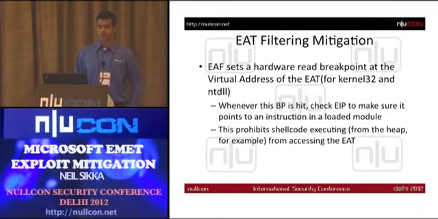So our mitigation for that is to set a hardware read breakpoint at the virtual address of the export address table. This is both for the kernel32 and the NTDLL modules. When the process tries to read that address, we hit the hardware read breakpoint, and then EMET performs a check at that point. It checks that the current program counter, the EIP register on x86, is pointing in a valid module and not on the heap or on the stack, because executable code is in modules.